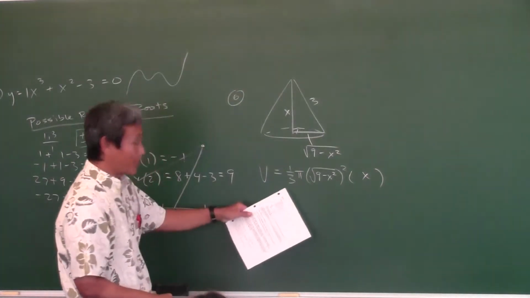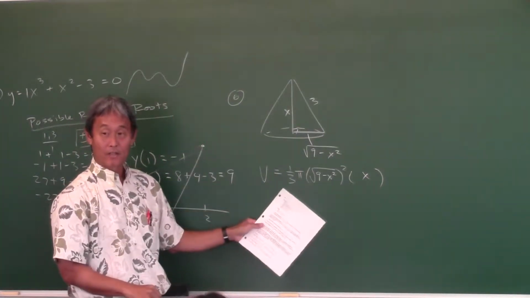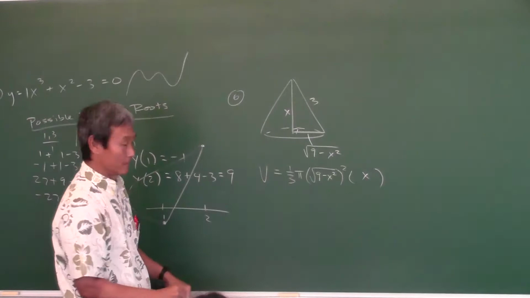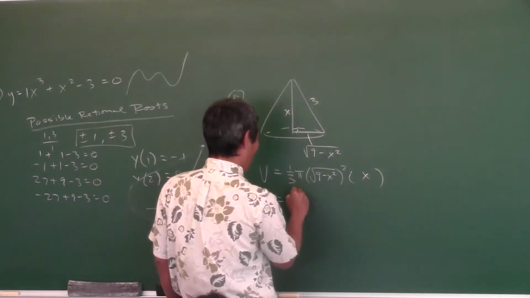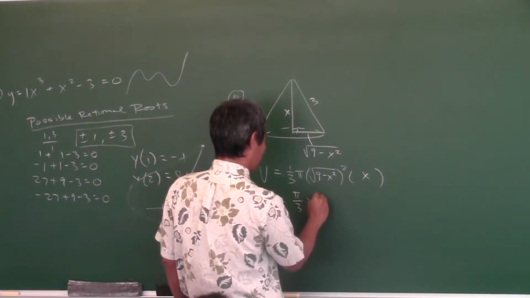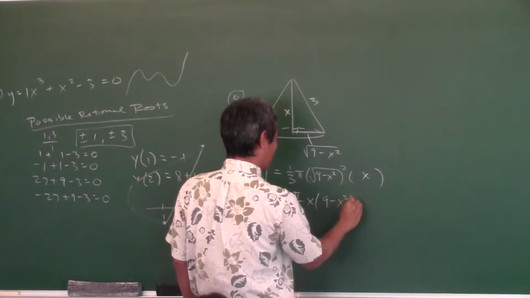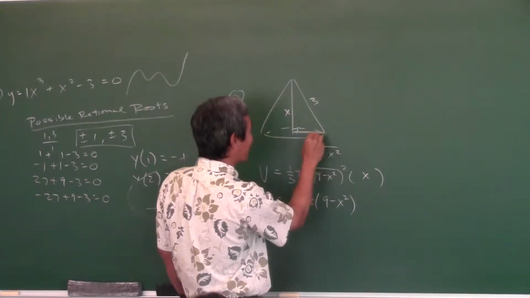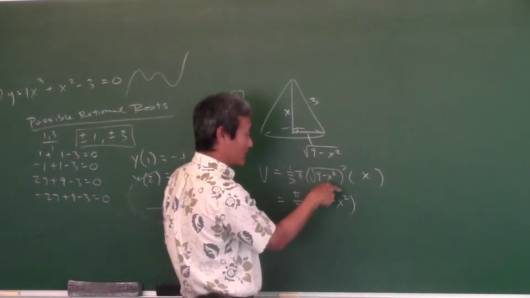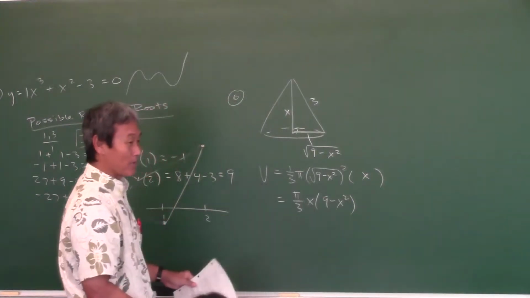Simplify. Don't forget this 1/3 now, because if you forget the 1/3, oh boy. Pi over 3 x times 9 minus x squared. See, that's why it's always good to have the radius being the radical thing, because you're going to square it. And what a surprise, we have a cubic function.